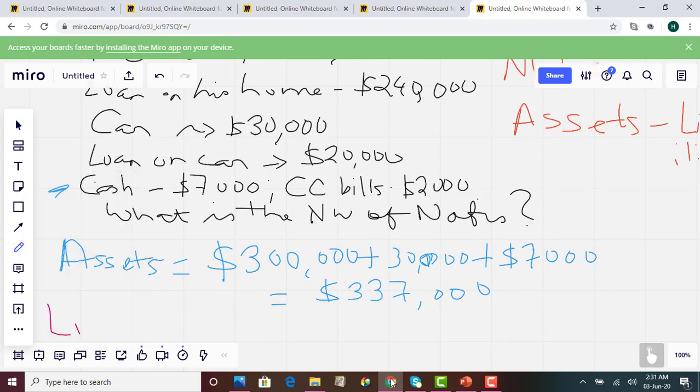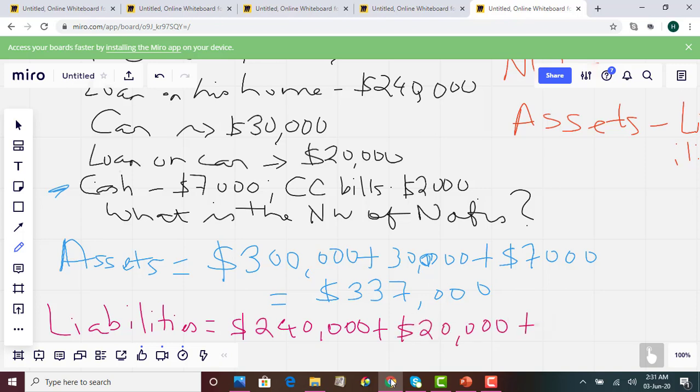Okay, so liabilities will include his loan on his home. That's a liability. He has to pay back to the bank. So we will include the liability on his home. We will also include the loan on his car because he has to pay back to his bank. So 20,000, and we will also include the credit card bill because this is something he has to pay back to the credit card company.